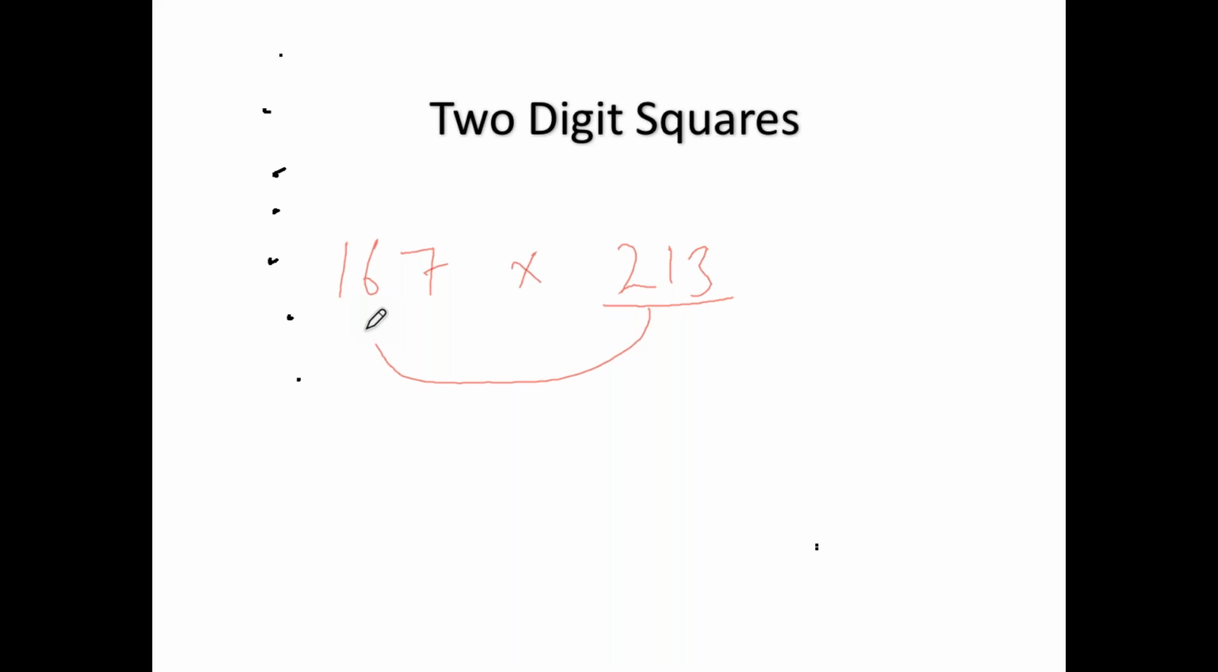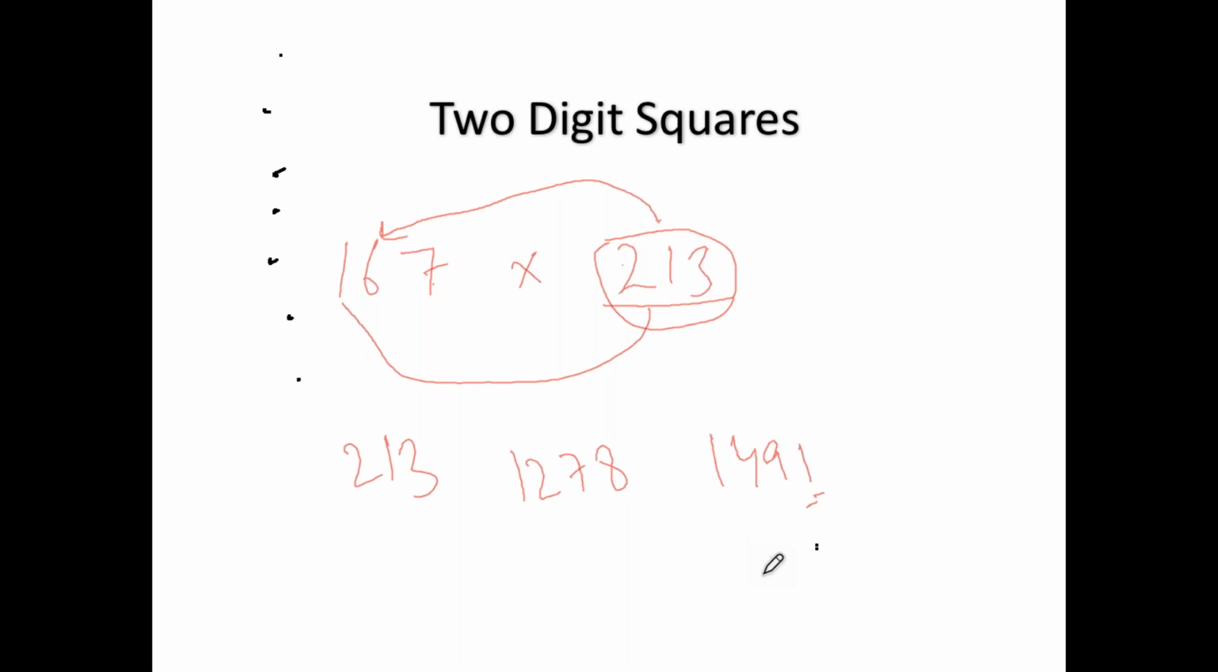So 213 into 1 is 213. 213 into 6, pretty easy. 200 into 6 is 1200. 13 into 6 is 78. So I'll write 1278. And this 213 into 7. If you're comfortable doing that, you can do it. 200 into 7 is 1400. 13 into 7 is 91. So it's 1491.